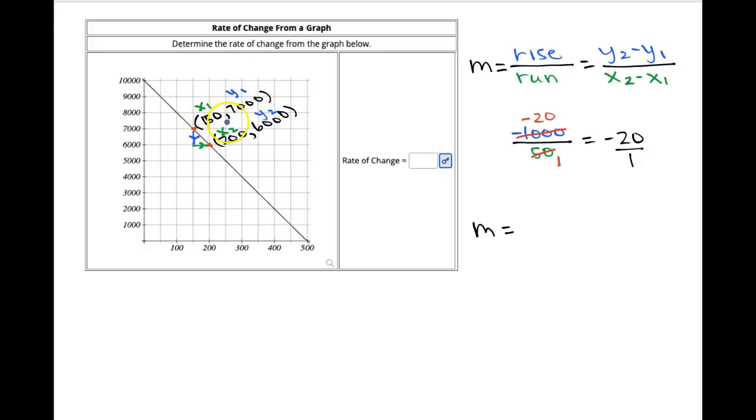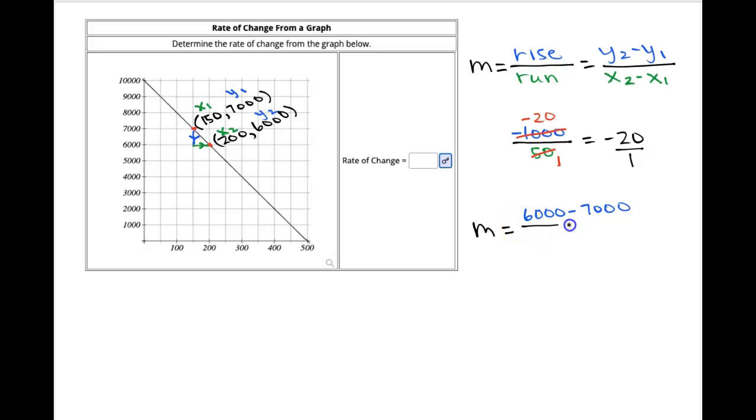All right, now these subscripts, right, these 1s and 2s, that just means this is the x and y coordinate of that first point. And this is the x and y coordinate of the second point. So that's why those 2s are there, right? Okay, so then if we follow this, right, so on the top we're going to have y2 minus y1, which is going to be 6,000 minus 7,000.